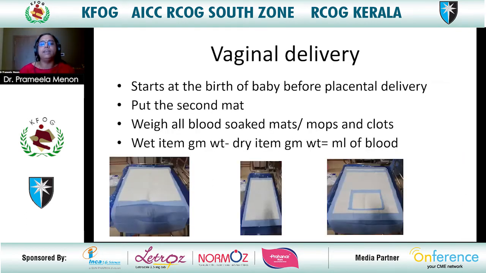After a vaginal delivery, once the baby comes out, at that time you will be putting the initial pad with that pouch where all the amniotic fluid will go in. After that, you put the second pad without the pouch. That's when you start counting your blood loss, and that should be before the placental delivery. At the end of the procedure, all the blood-soaked mats, mops, everything has to be weighed. You take the net wet item weight in grams and subtract from that the dry item weight. That will give you the ml of blood loss.